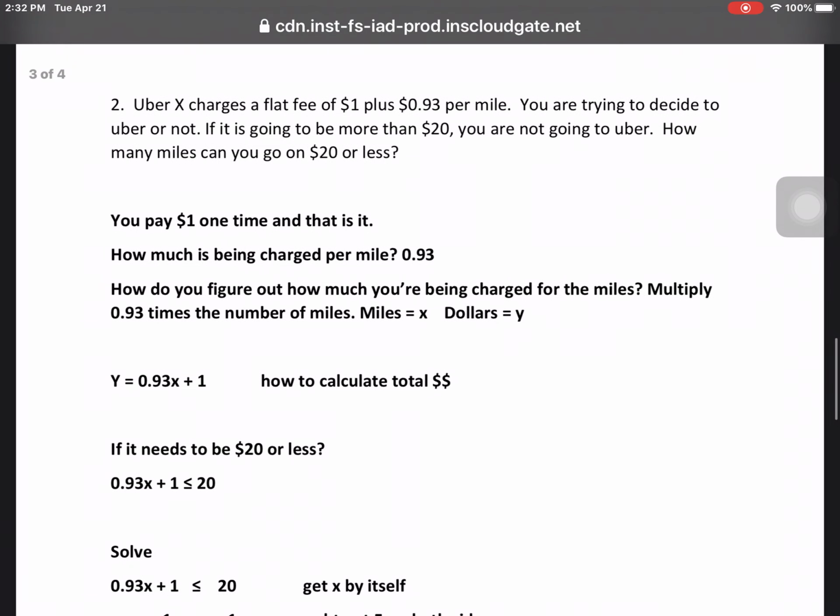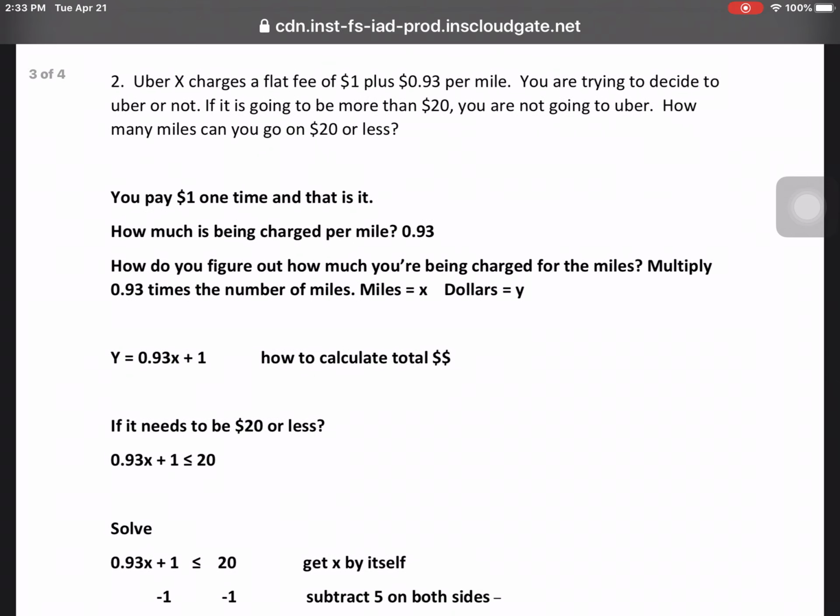Example 2. Uber has a flat fee of $1 and 93 cents per mile. So what's an equation for how much it would cost for Uber? You pay $1 one time and 93 cents per mile. So your bill for Uber depends on how many miles. So miles will be X, dollars will be Y.